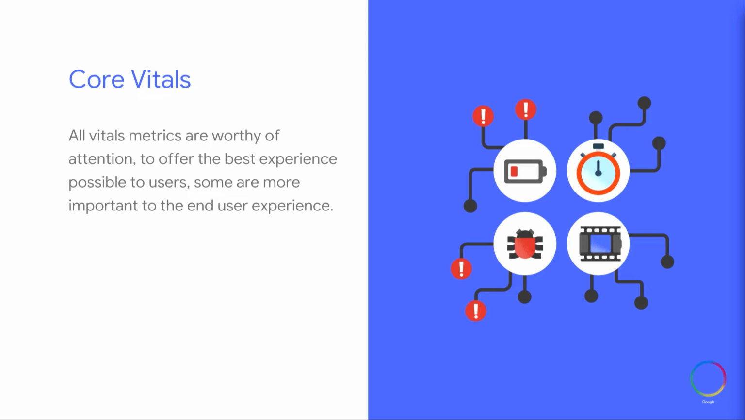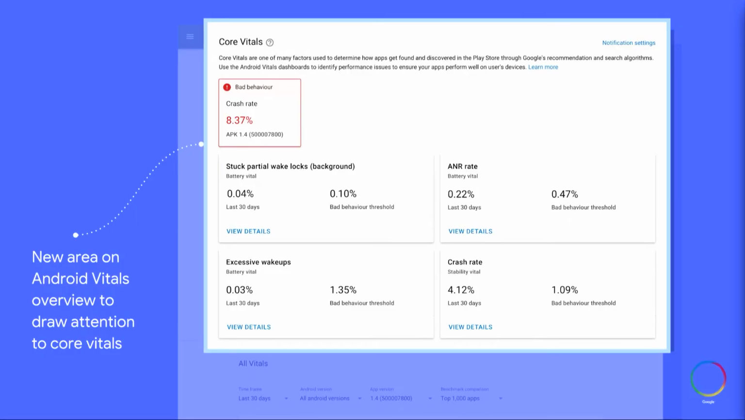So now there are over 10 metrics across the 5 performance areas within Android Vitals. We realize that that's a lot, but they're all super important to crafting a great user experience. But some are more important than others, and we call these ones the core vitals. Critically for you, these core vitals are what we use as a factor in the Play Store search and discovery algorithms. To help you focus on these metrics, there is a new core vitals section at the top of the Android Vitals overview page.